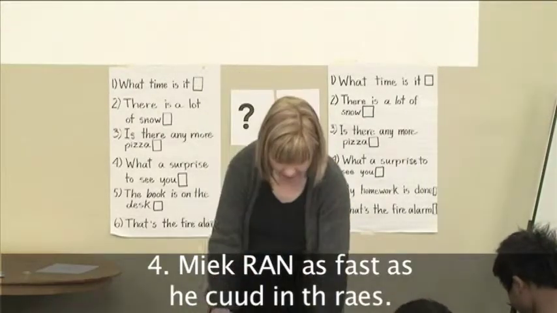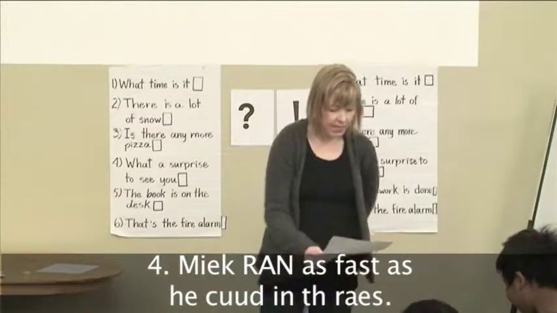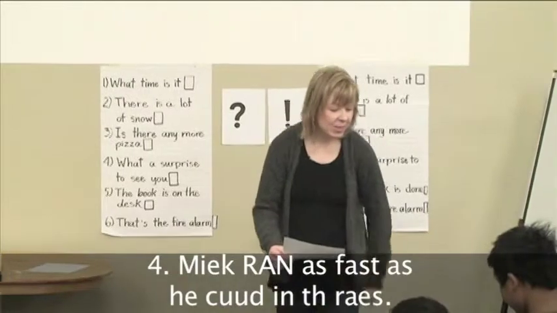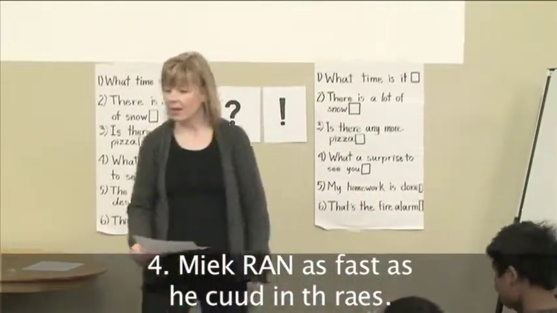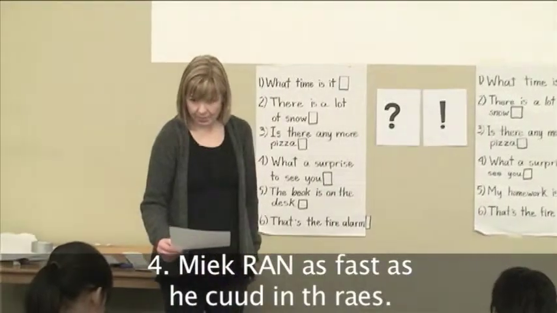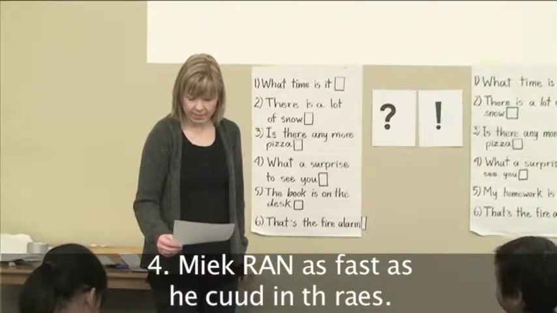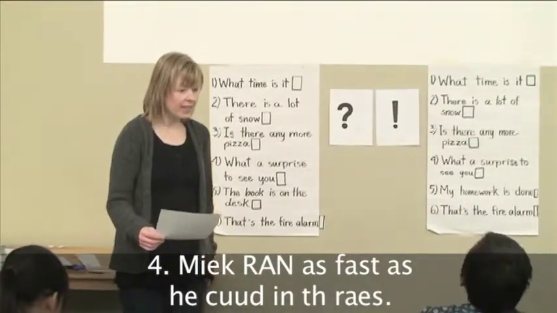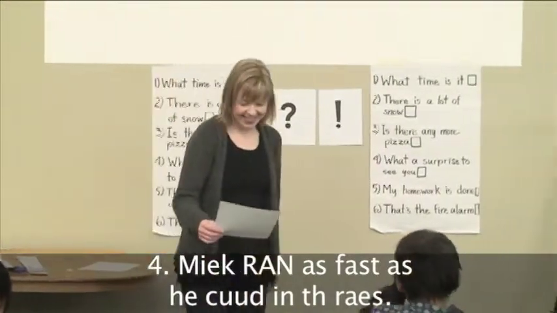Number 4, what did Mike do to win the race? Ran. Can you read the whole sentence for me? Go ahead, Nate. Mike ran as fast as he could in the race. Mike ran as fast as he could in the race.